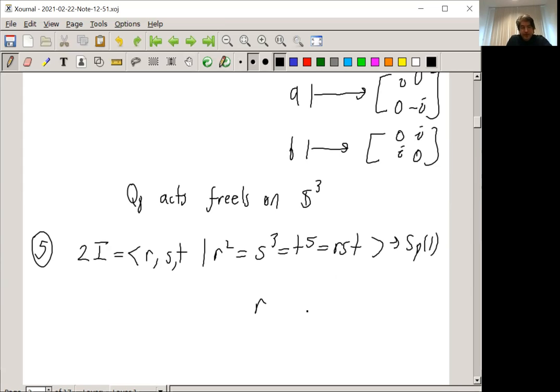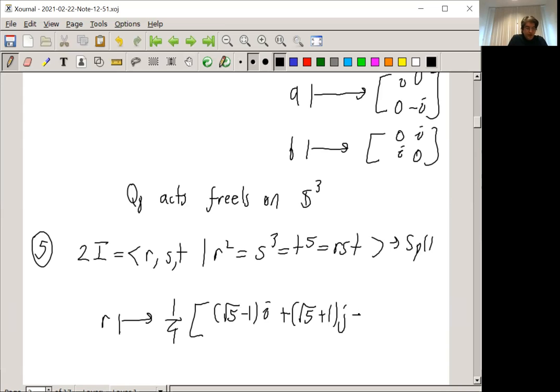Let me write this a little bit to the left. So R to 1/4 ((√5 − 1)i + (√5 + 1)j + 2k), and then S to 1/2 (1 + i + j + k).